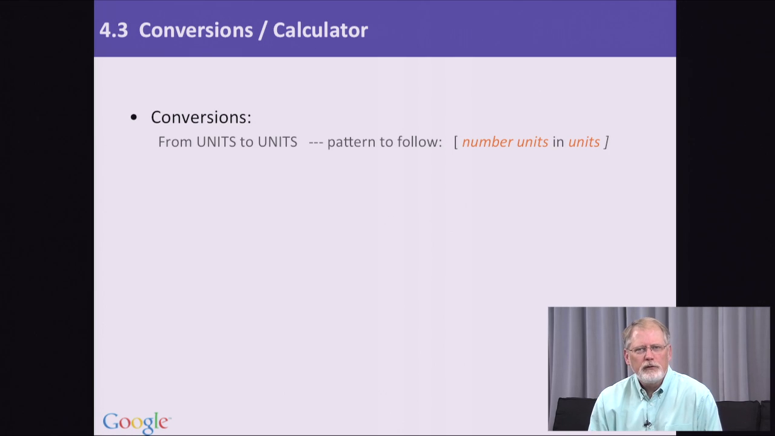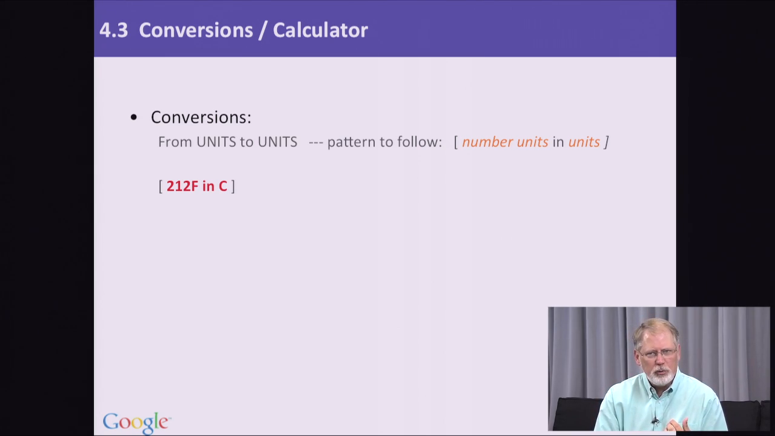The general pattern for doing unit conversions is this one you see right here. From units to units, you use the pattern: number, units, in, units. What I mean by that is something very simple. So here we see a very simple conversion. I can go to Google and type 212F in C. Let me show you real quick.